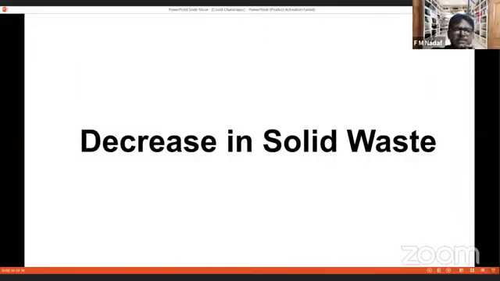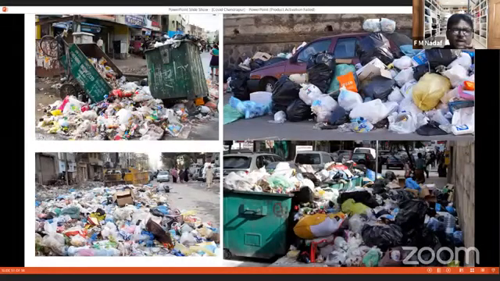Then there was also a decrease in solid waste. On a day-to-day basis, we have been producing so much waste. When we were locked down, our requirements were minimum. We were not leading a luxury life because everything was closed, so our minimum requirements were met. As a result, the per head solid waste produced was very less, and industries also produced very less waste, and this made our earth a better earth to live in.